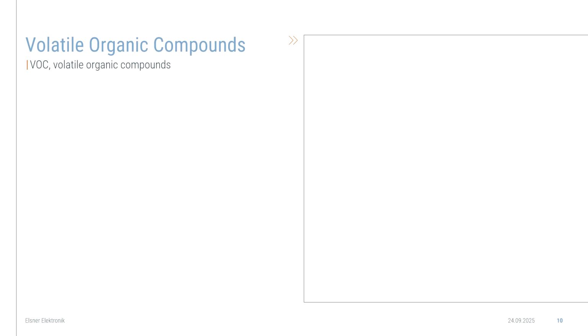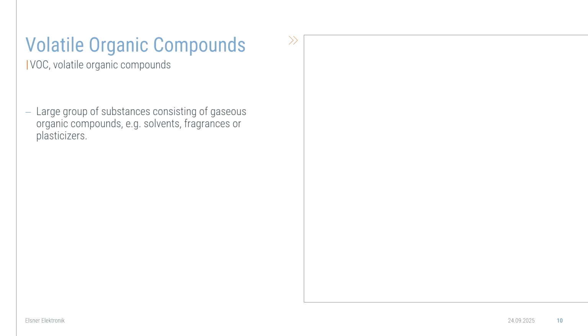Now we come to the volatile organic compounds, VOC. The most common units here are ppm, that means parts per million. ppm describes the volume fraction of VOCs in the air. The next unit is milligrams per cubic meter of air. It describes the mass of VOCs per air volume.